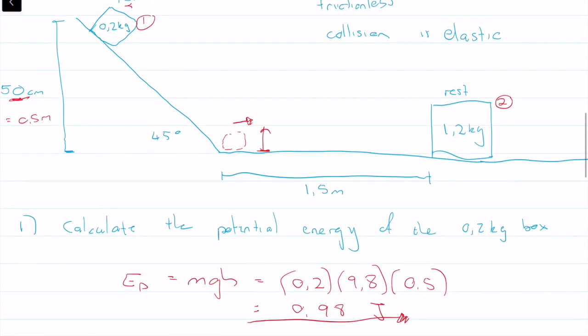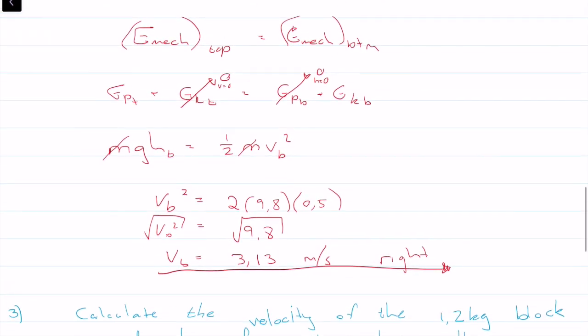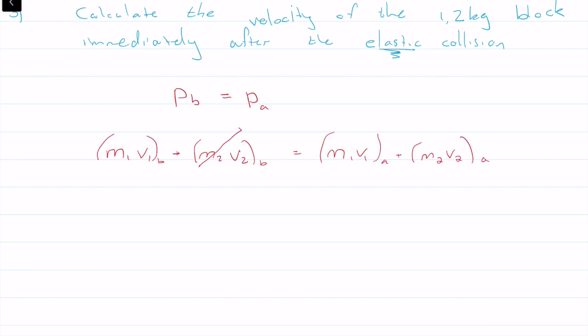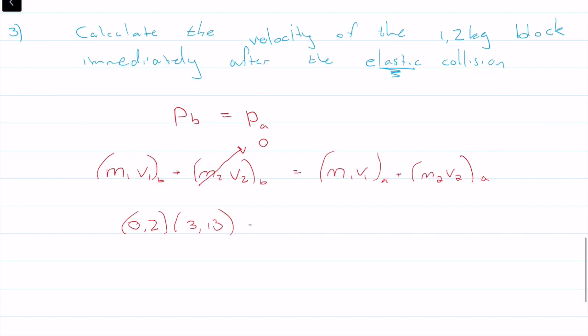Okay, then we know that, this analysis that we're doing is from this point to the end, right? It's from this point where the velocity of 1 is 3.13. And the velocity of 2 before the collision is equal to 0 because it is at rest. So this term here goes to 0. So then we can say that 0.2 times our velocity, which was 3.13, is equal to 0.2 times the velocity of 1 plus 1.2 times the velocity of 2.